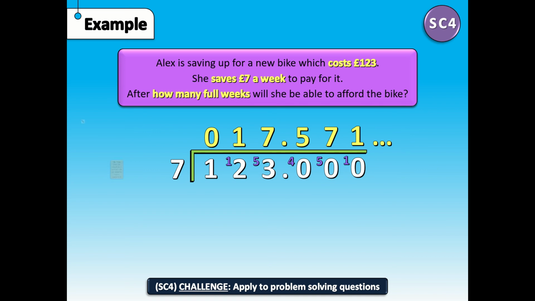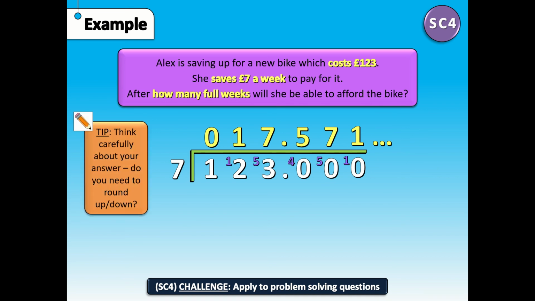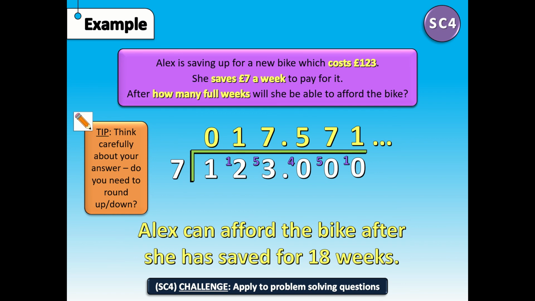But if we have a look at the question, we see how many full weeks will she be able to afford the bike. So it's 17 and then a little bit extra, so that's 18 full weeks. So Alex can afford the bike after she has saved for 18 full weeks.